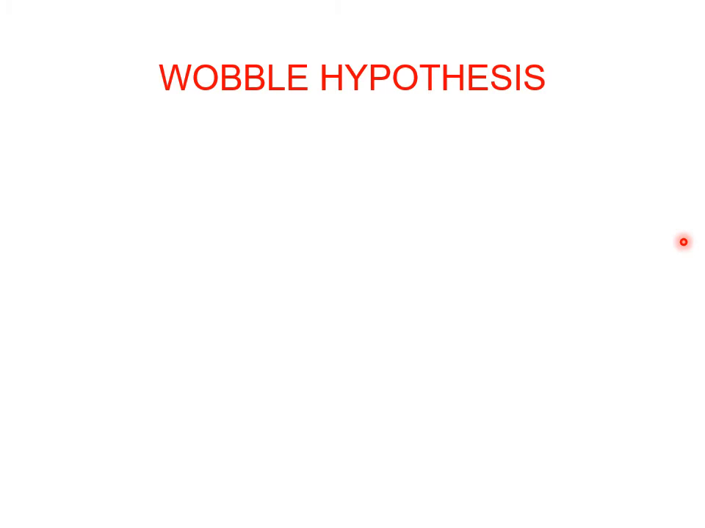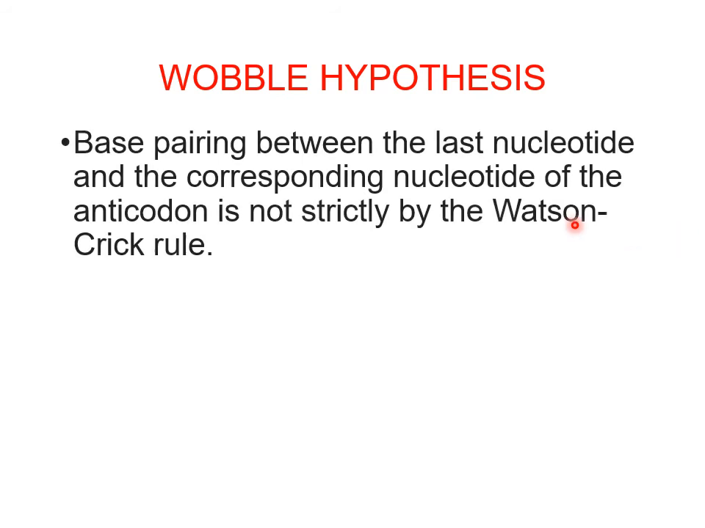Now with this background, let us understand the concept of the wobble hypothesis. The base pairing between the last nucleotide of the codon and the corresponding nucleotide of the anticodon is not strictly by the Watson and Crick rule. Recall the Watson and Crick rule of base pairing. A base pairs with T, or in case of RNA it is U, and similarly U base pairs with A, and G base pairs with C, and C base pairs with G.